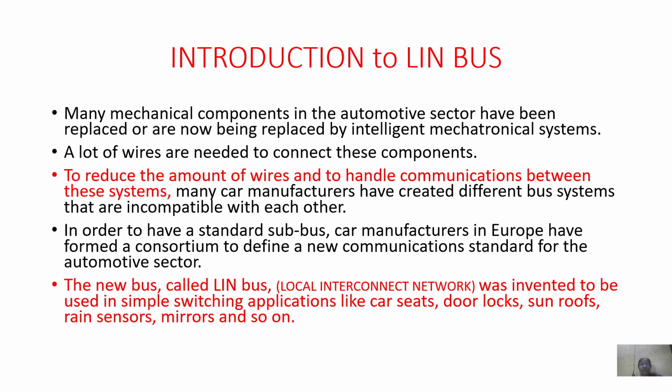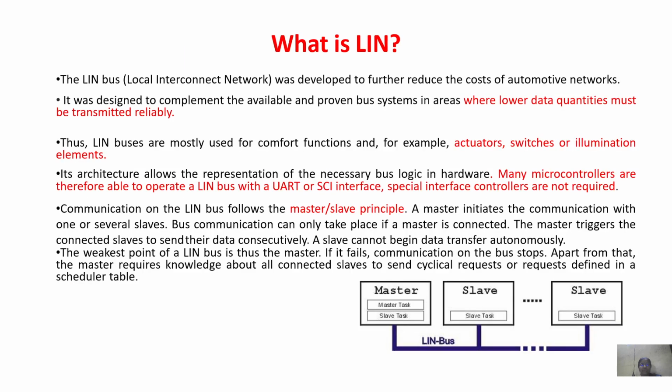So the new bus, called the LIN bus, that is Local Interconnect Network, was invented to be used in simple switching applications like car seats, door locks, sunroofs, rain sensors, mirrors and so on. So what is LIN? It's a Local Interconnect Network. It was developed to further reduce the cost of automotive networks.